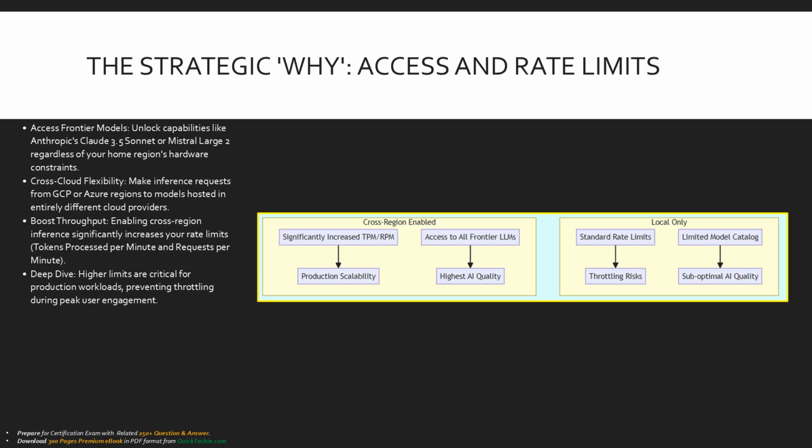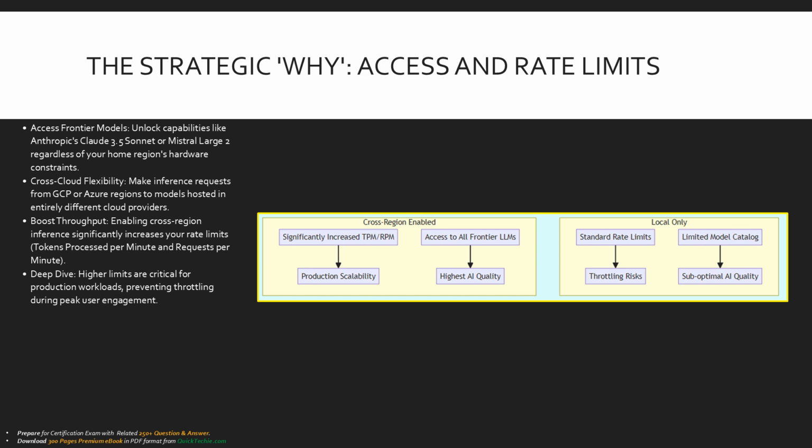Why should a senior architect utilize cross-region inference? The first and most obvious reason is capability access. If you want to use top-tier models like Anthropic's Claude 3.5 Sonnet, but your data is housed in a smaller, regional data center, cross-region inference bridges that gap. It even provides incredible cross-cloud flexibility. You can use this setting to make inference requests from a GCP or Azure region to a model hosted in an AWS region. But there is a massive hidden benefit here: throughput.